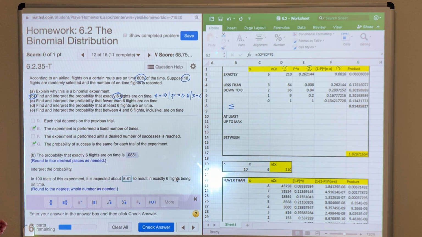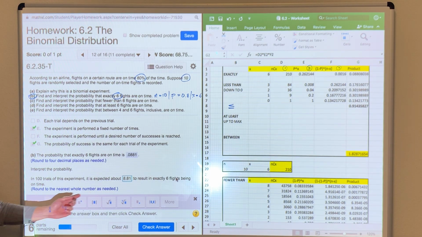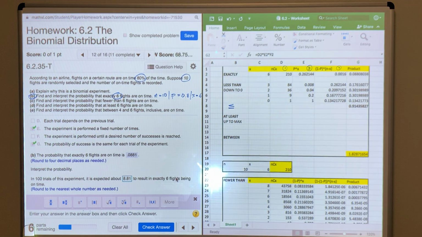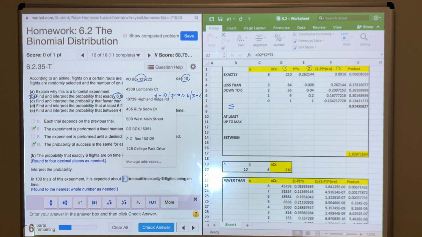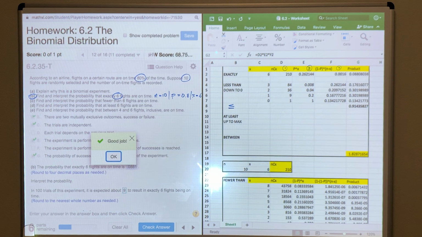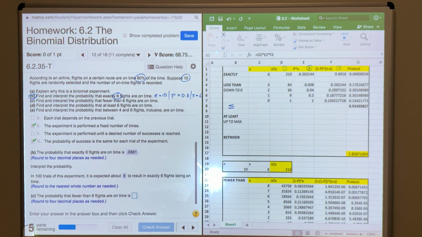So you ought to pay really close attention to what they're asking for. If you put 8.81, that's not right, because we're thinking about a whole number of flights, a discrete variable. Round to the nearest whole number. 8.81 means we get 9. So in 100 trials of this experiment, we would expect 9 of them to result in exactly 6 flights being on time. All right, let's go to the next part.